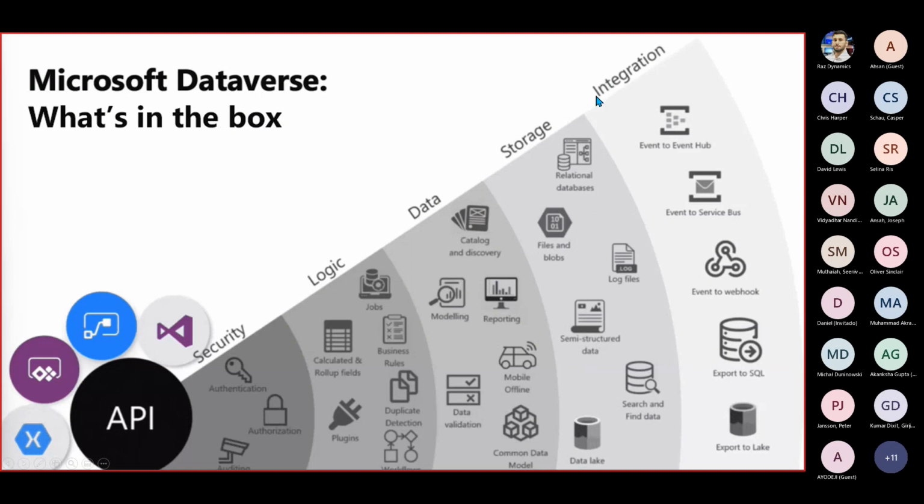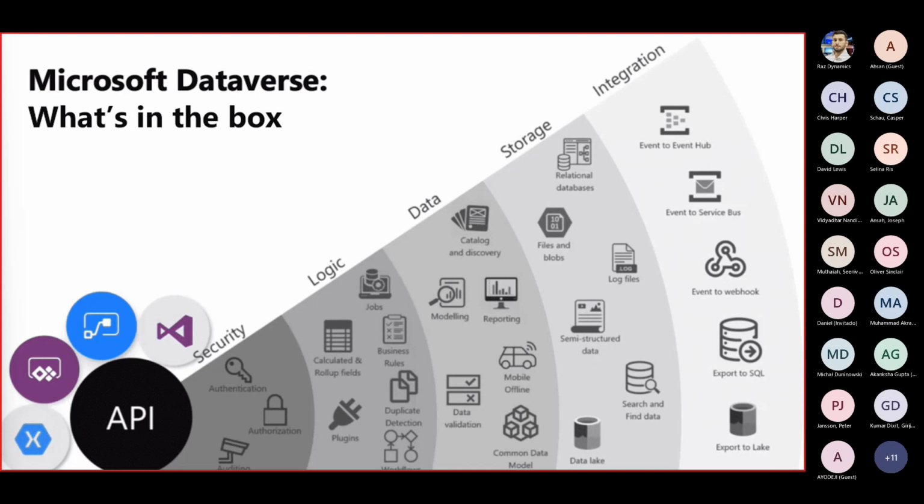Let me explain in an easy manner what this means. Security: Dataverse security provides authentication with Azure AD, authorization with column-level and row-level security, and also provides auditing functionality. That is the security part. Now let's say we have added our data to Dataverse and we want to implement business logic. On top of that, it allows us to create logic using calculated and rollup fields, business rules, and different types of jobs. We can easily find duplicates in our data as well.